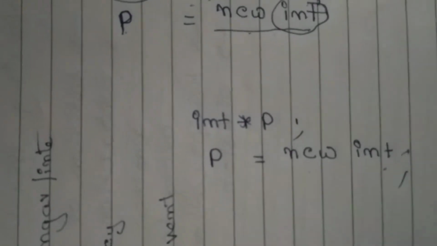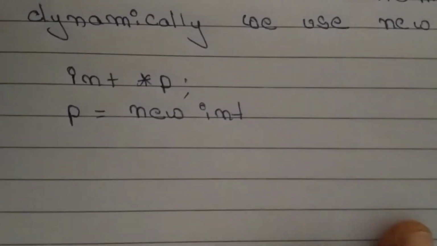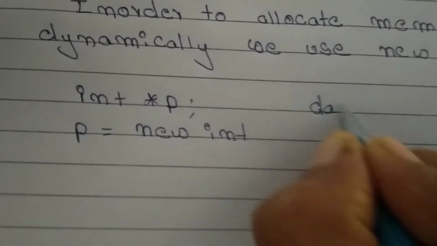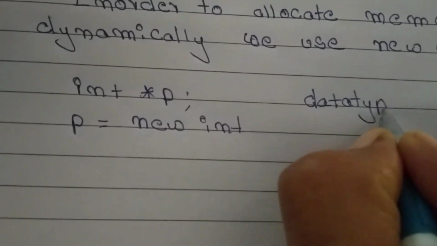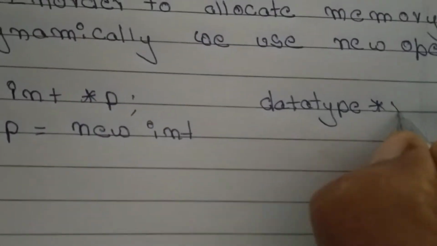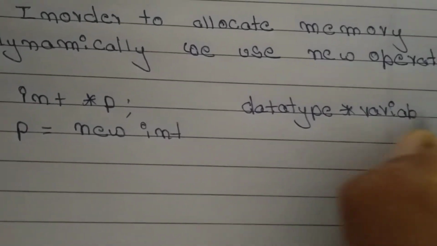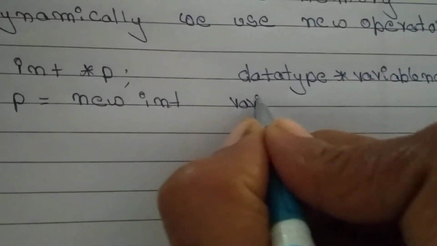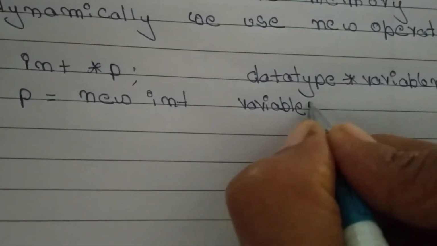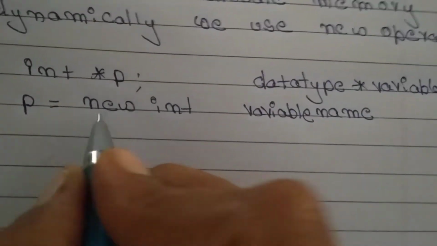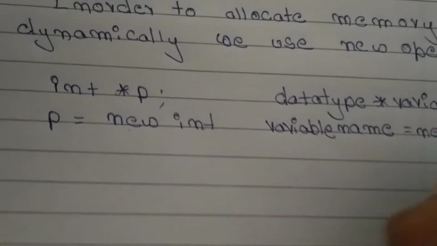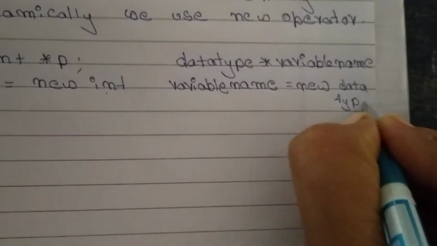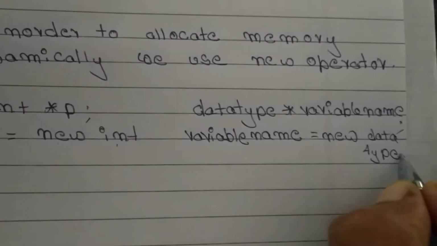Finished. They'll ask, what is the operator? Give the example and syntax. This is the example. Syntax I am writing here. Data type asterisk variable name. What variable? Pointer variable name. Then variable name is equal to new. So you should write new. After new, what is there? Data type is there. That only you should write. Semicolon is must after every statement.